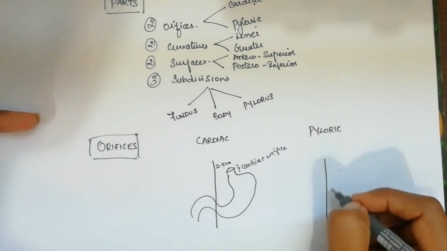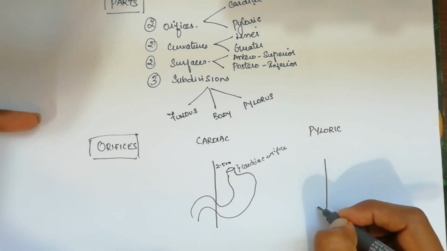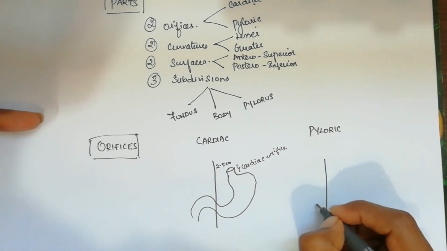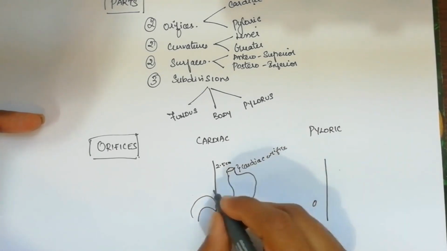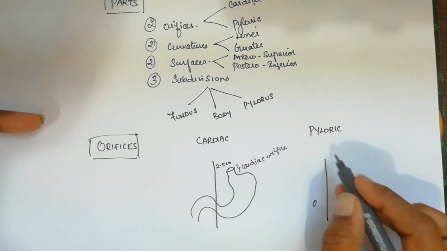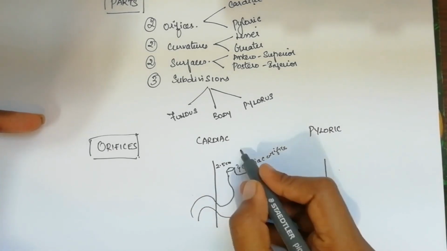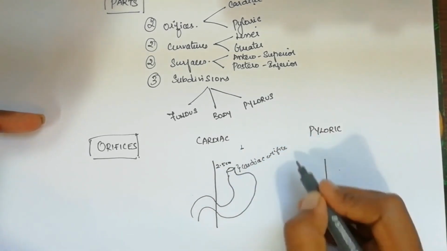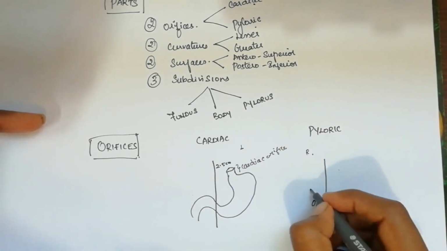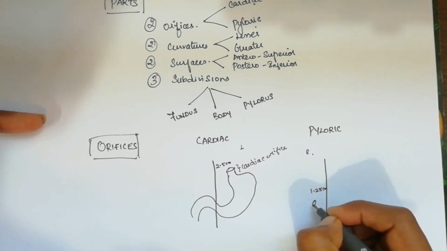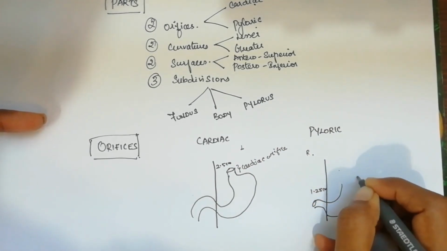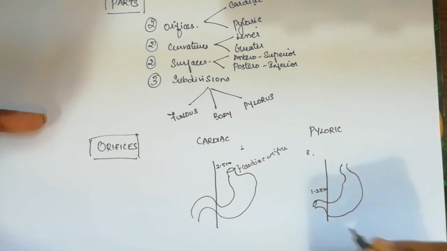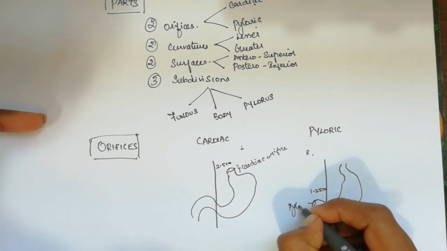And talking about the pyloric orifice, from the midline towards the right side, it is 1.25 centimeter to the right of the midline. So this is the median line of both. From the median line, 2.5 centimeter on the left side we have got the cardiac orifice, and towards the right side 1.25 centimeter we have got the pyloric orifice. So this is how our orifices are placed.